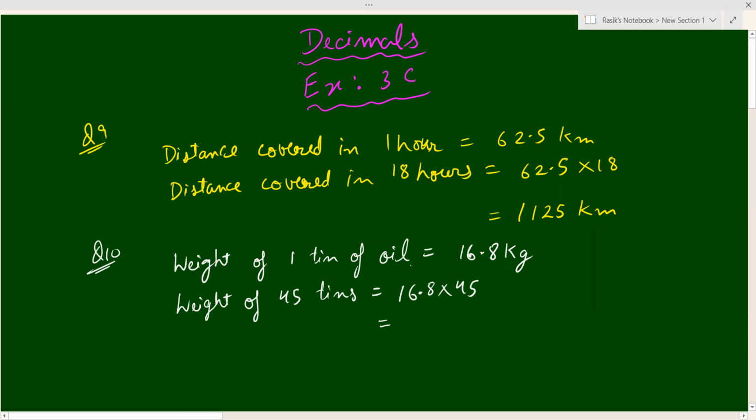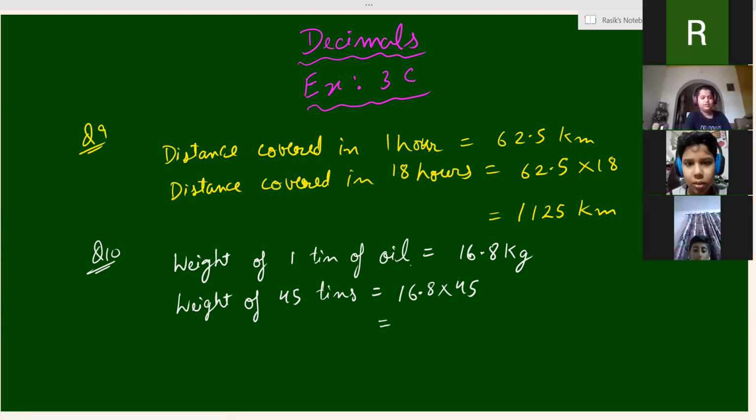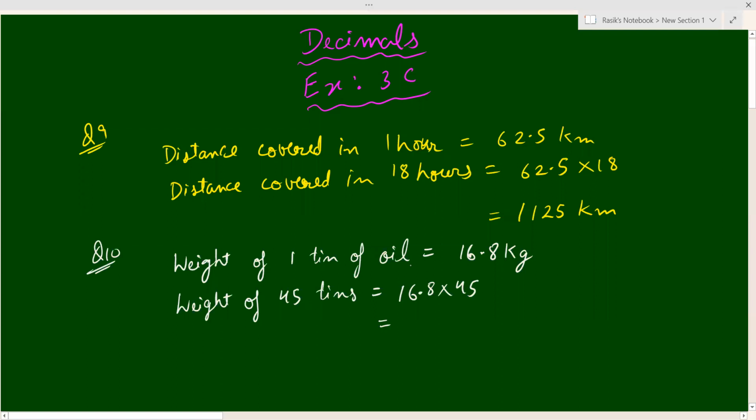The answer will be in kgs. Find the product. Sir, I did not know the format of the paper. Sir, multiply it by 45 and the answer will come. Yes, 16.8 multiplied by 45, you will get the answer. Multiply the numbers 16.8 and 45 and see what comes.